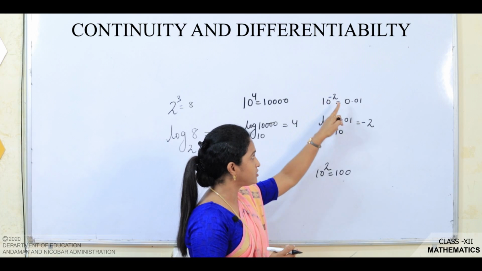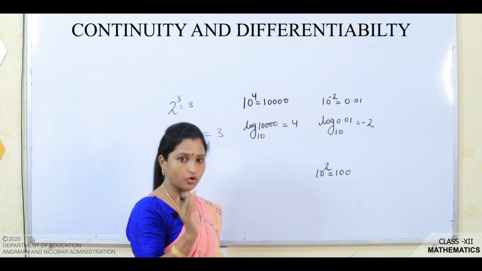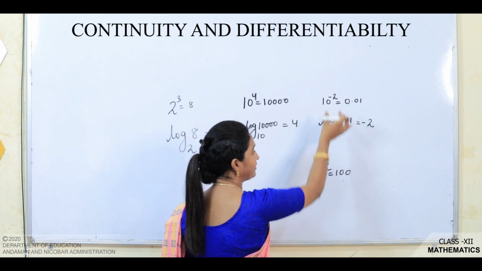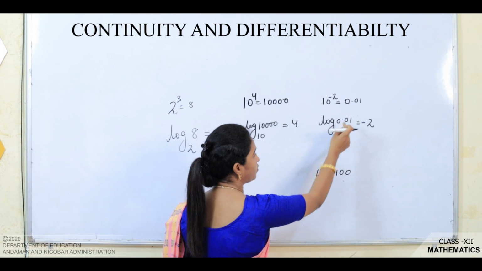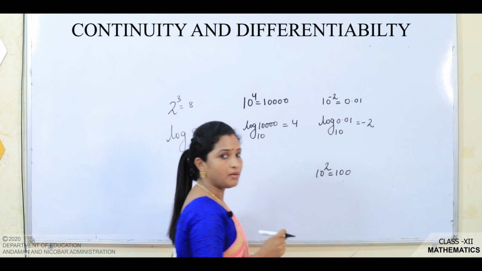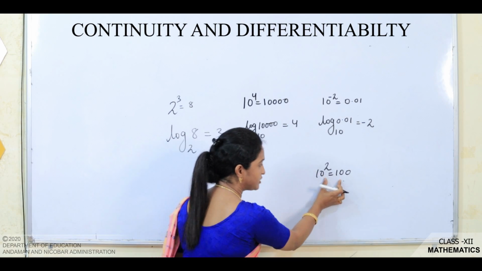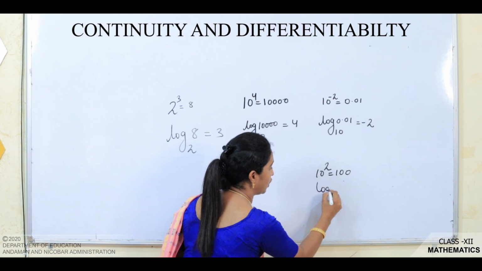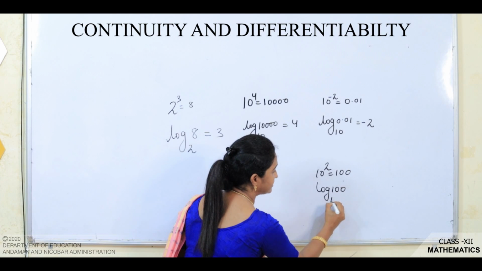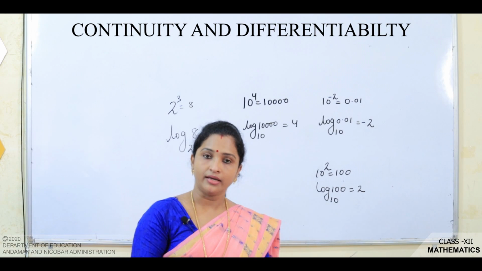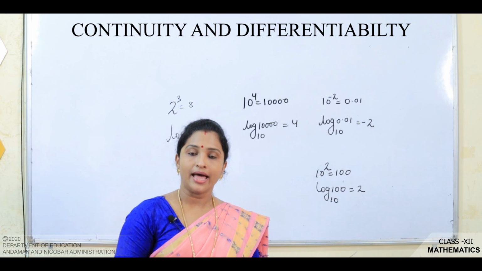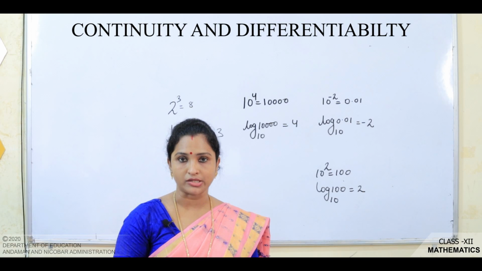So 10 to the power minus 2 is actually 0.01, and if you want to rewrite in terms of logarithm, you can rewrite it as log 0.01 to the base 10 is equal to minus 2. And if you want to write the other one, it can be written as log 100 to the base 10 is equal to 2. So 10 square is equal to 100. I hope these are the things we have studied in the previous class, and we have seen some properties also.